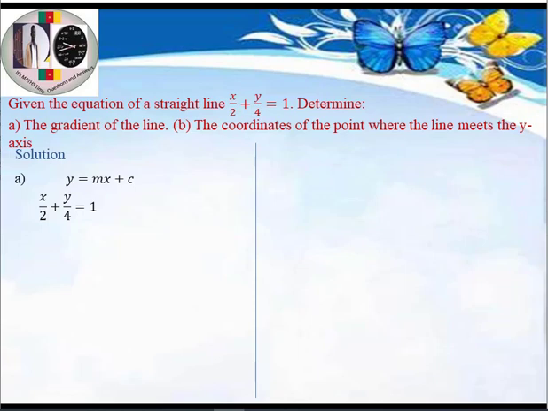So for the A part, we have x/2 + y/4 = 1. We can see there are fractions on the left hand side of the equation, so we need to take care of these fractions by looking for the LCM. The LCM of 4 and 2 is 4. So 2 goes into 4, 2 times, x gives us 2x, plus 4 goes into 4 1 time, y gives us y, equals to 1.